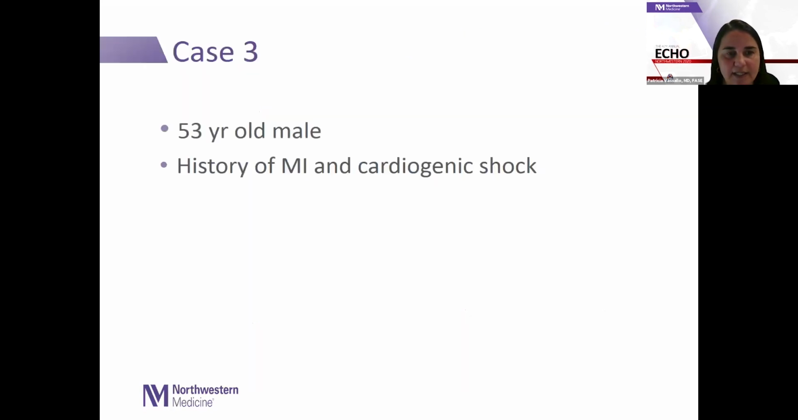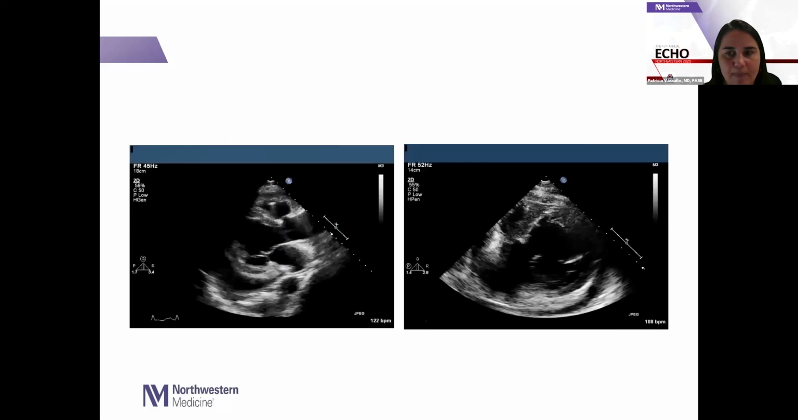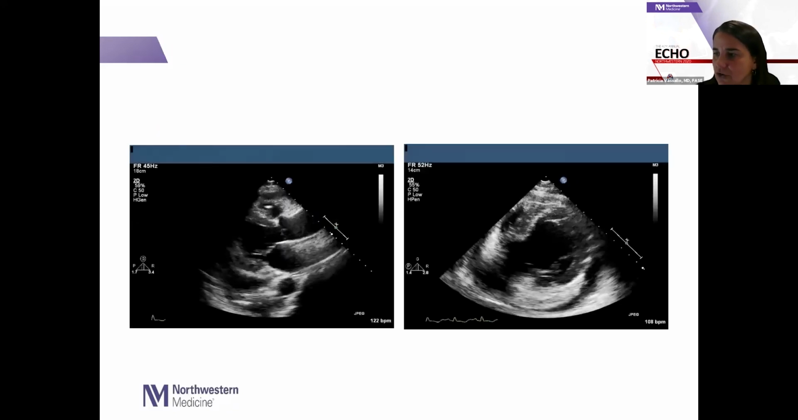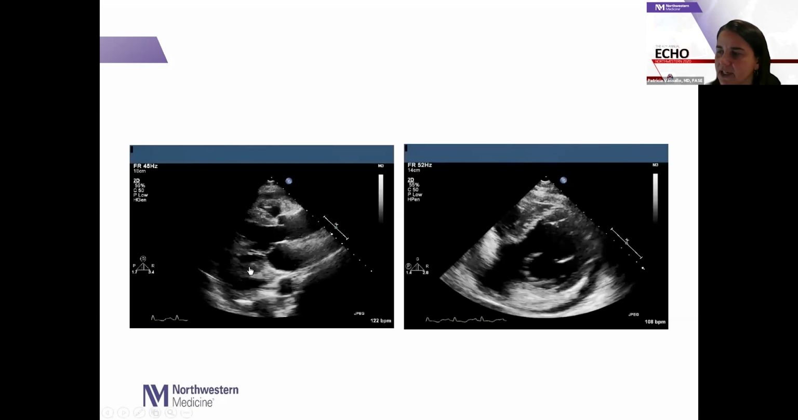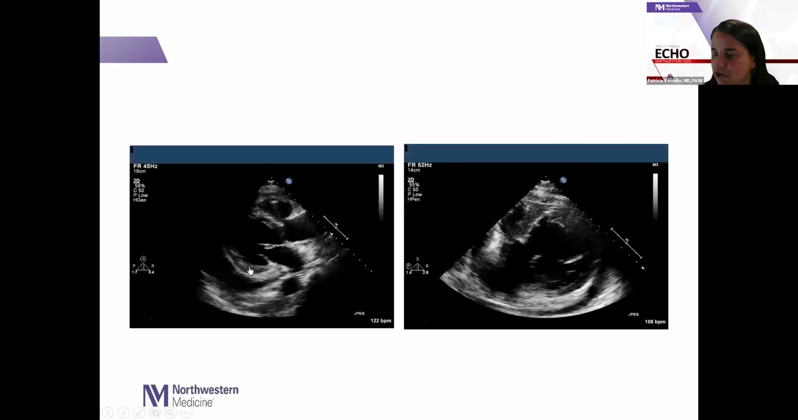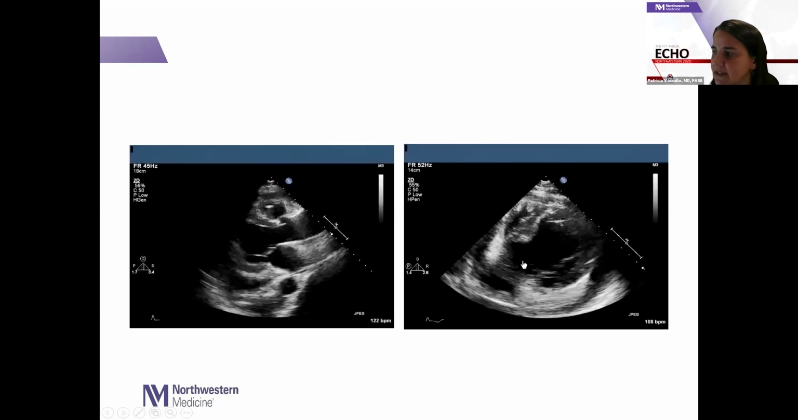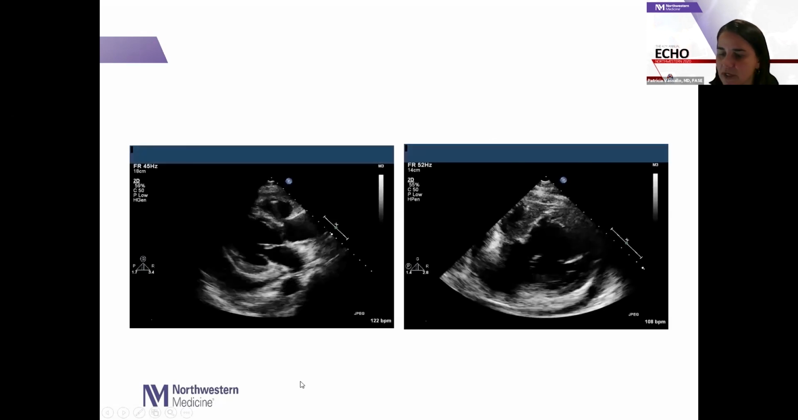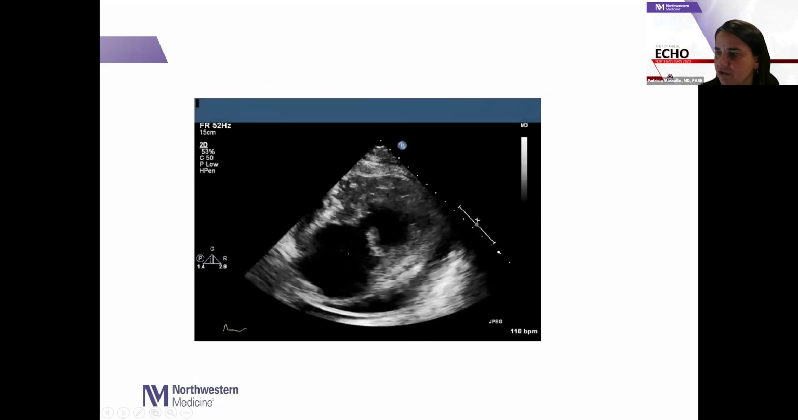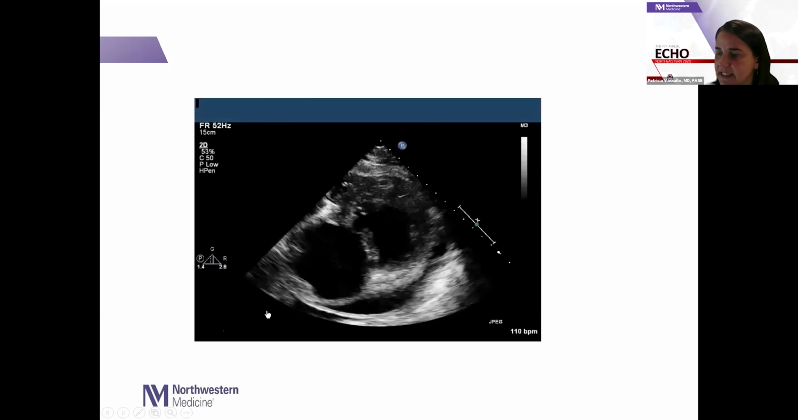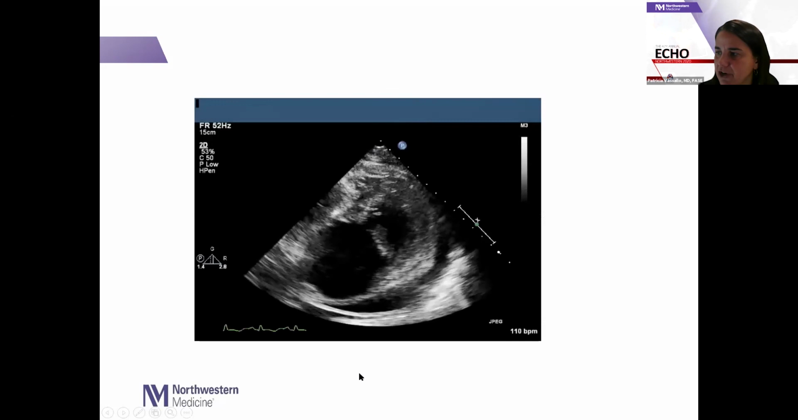The last case is a case of a 53-year-old male transferred. He had a history of MI and cardiogenic shock. His echo shows that he has a pericardial effusion and almost looks like normal LV function on his parasternal view. But on the short axis, you see a large echo-free space in the short axis view. Here it is zoomed up where you see actual ventricular rupture, and it's a contained rupture with a small pericardial effusion.